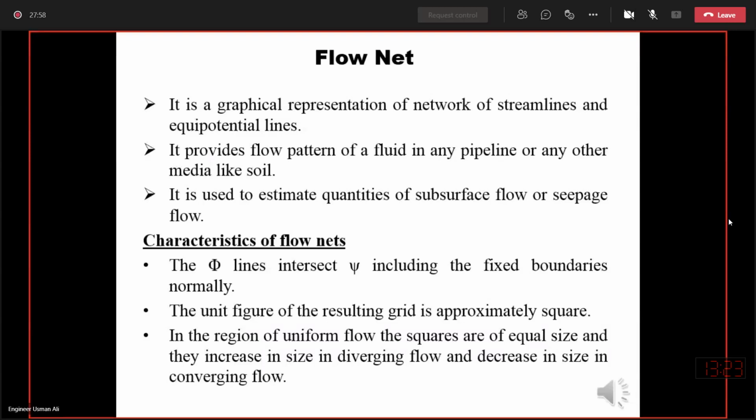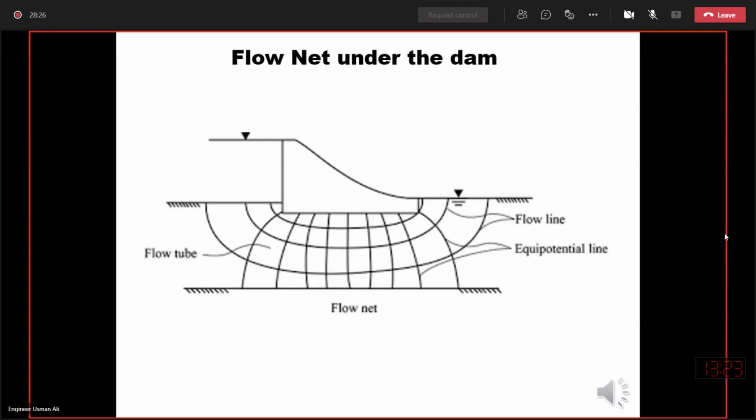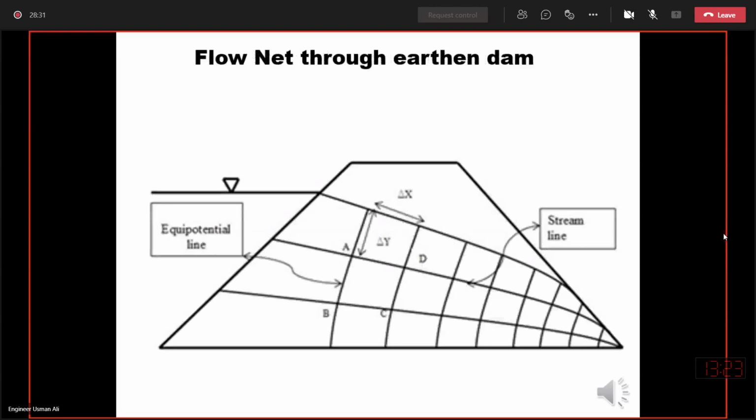So some of the characteristics we discussed for the flow net. In a flow net, the phi lines will intersect the psi lines normally and also the fixed boundaries, and the resulting grid is a square. The size of the square is more towards the outer side of the curve, less towards the inner side of the curve. The size of the square is smaller with increasing velocity and larger with decreasing velocity. This is what we have covered. Some practical examples I've shown for the flow net under the dam and through the dam body.